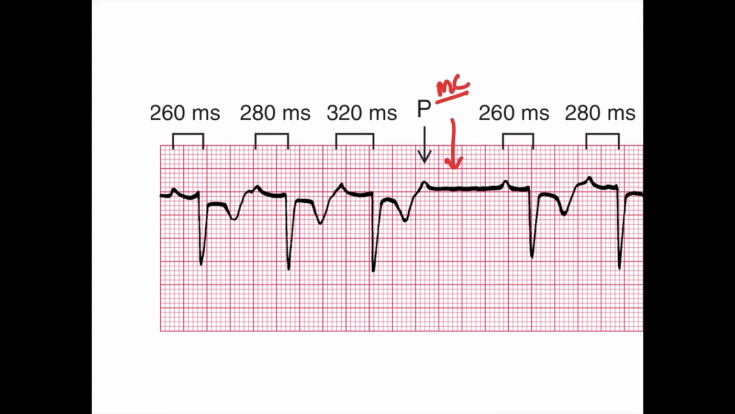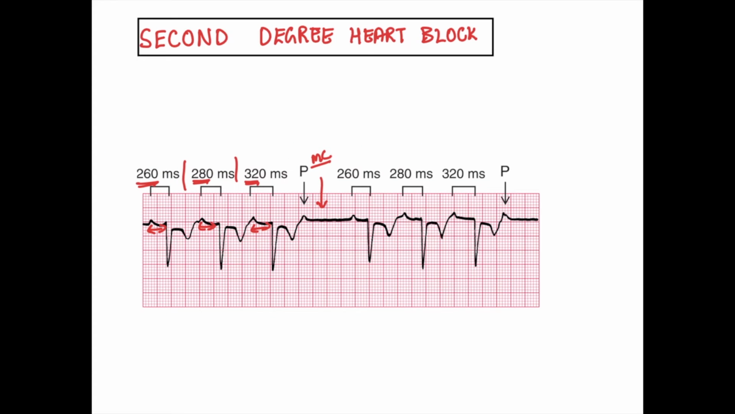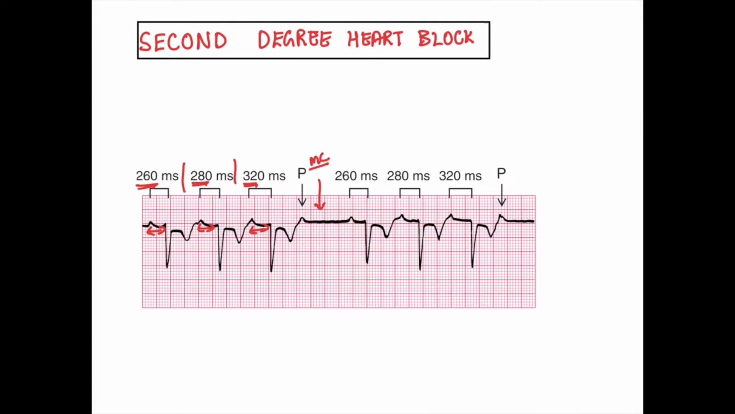And what we can see here is that we see prolonged lengthening of PR interval. You see 260 millisecond, then 280 millisecond, then 320 millisecond. It's just for each cardiac cycle, the PR interval is increased. Yes. So the prolonged lengthening of PR interval and a missed conduction is Mobitz type 1.